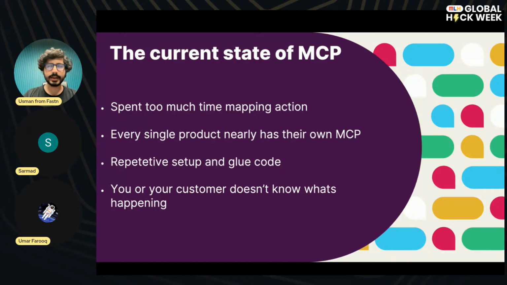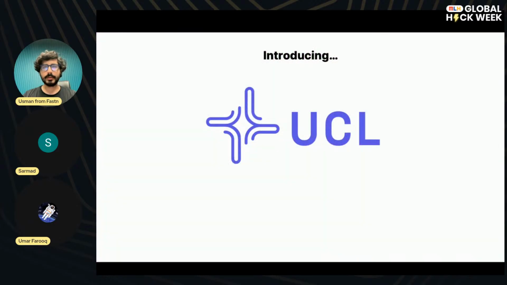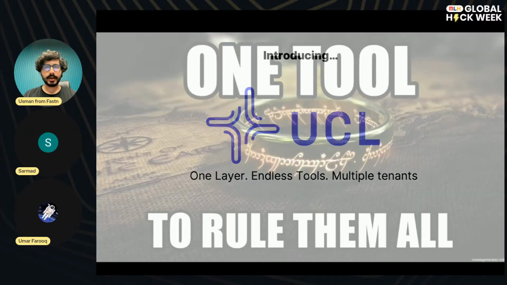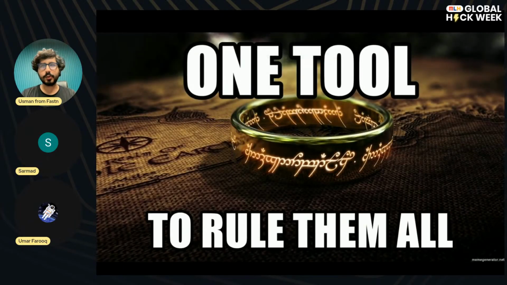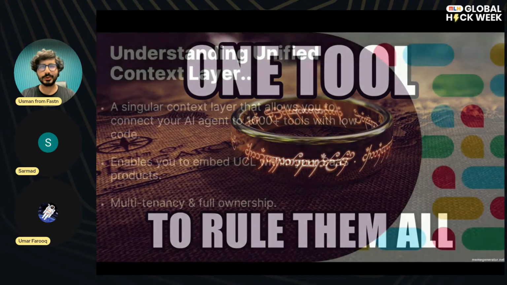So, and I think the one thing that we've identified is that your customer, or any particular application or any agent that you're building, right? And if you're connecting with MCP, you necessarily can't tell what's happening on the back end, or your customers don't have complete visibility. So this is where unified context layer comes into play, which is basically one layer, endless tools, multiple tenants. So basically, if I were to say what's the best way to describe it, it's like one layer to rule them all, or to say one tool to rule them all.